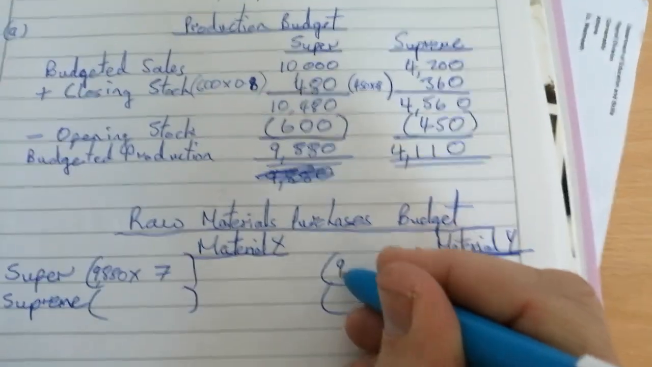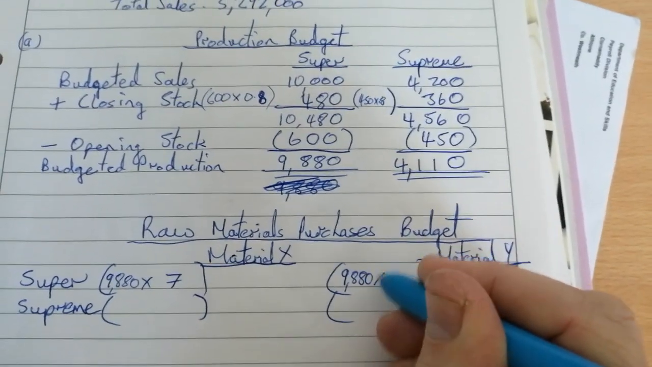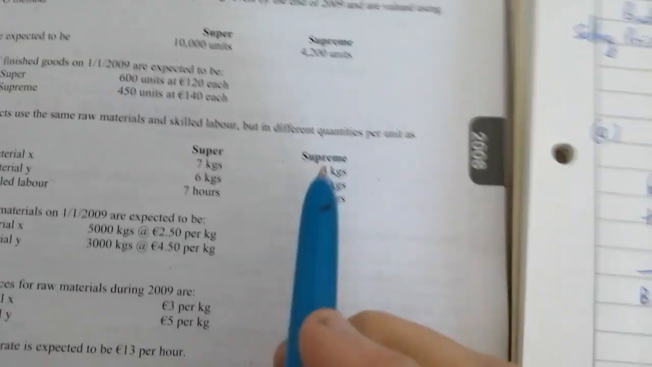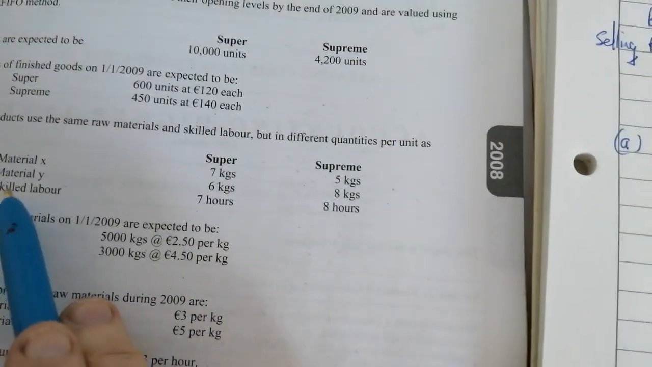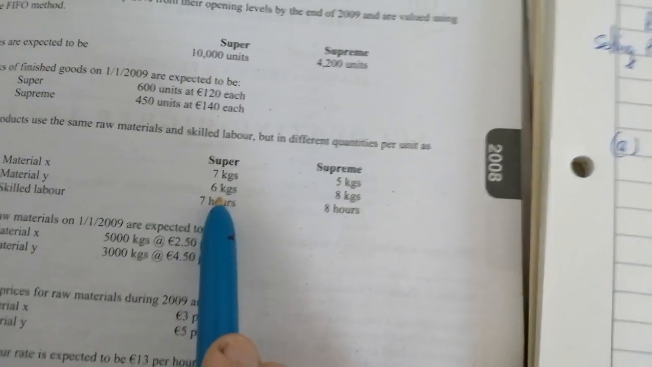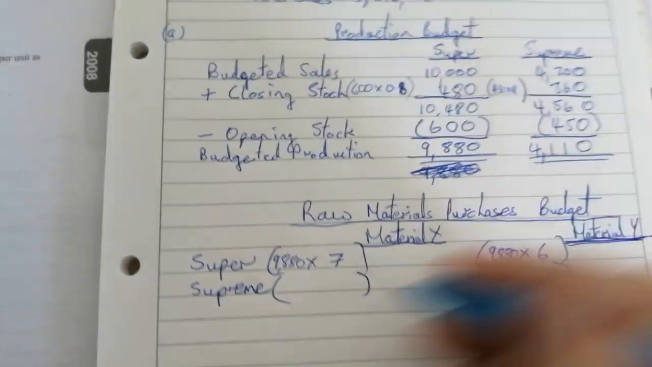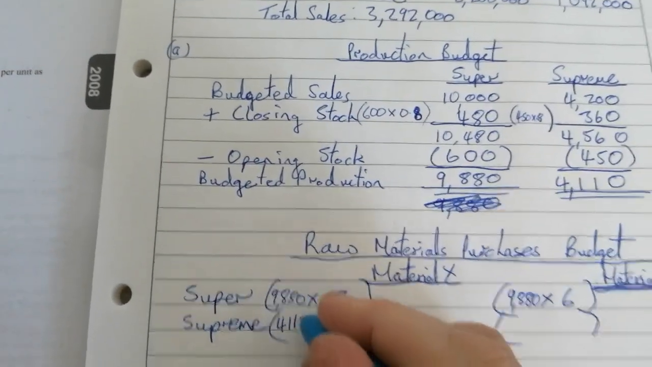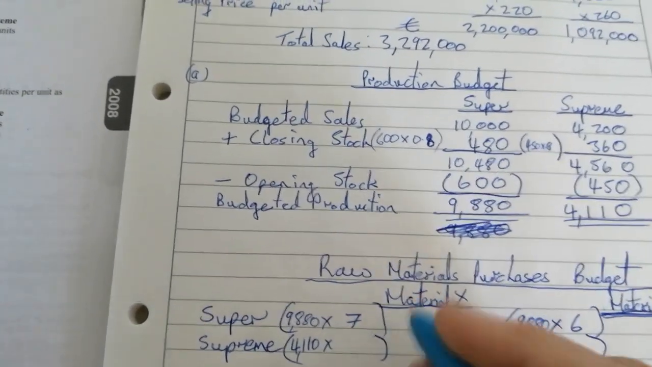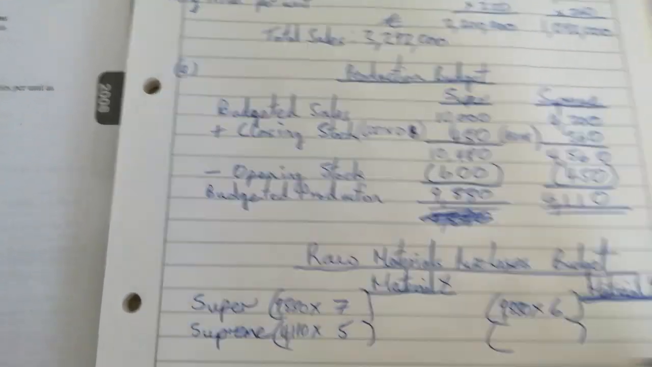In order to do that, we start with whatever the budgeted production for Super and Supreme was. For Super it was 9,880, and we multiply by the number of kilograms of material X it takes to make one Super. To make one Super, you need 7 kgs of material X. And over here, it's 9,880 multiplied by however much material Y it takes, so that's 6 kilograms. Same goes for here, 4,110 multiplied by, and the figures were 5 and 8 this time.